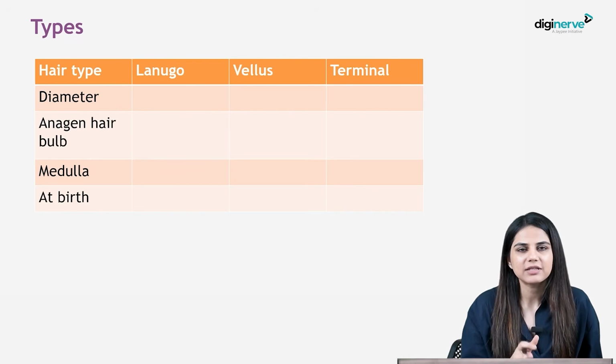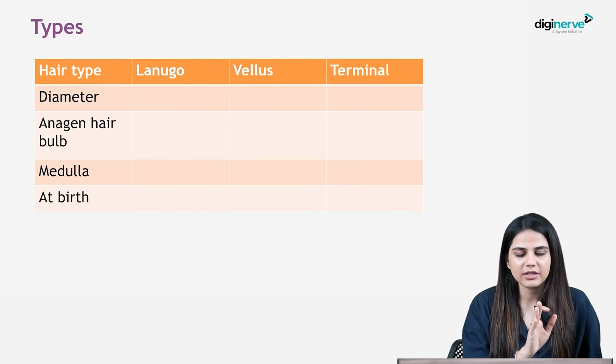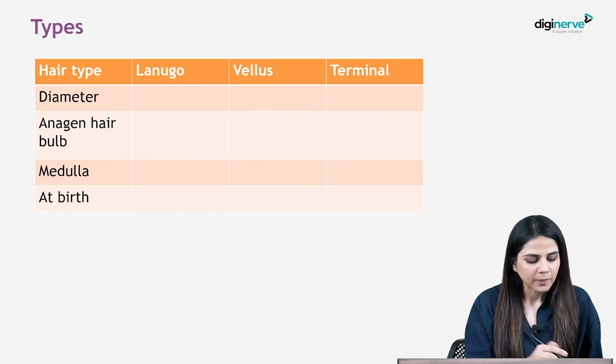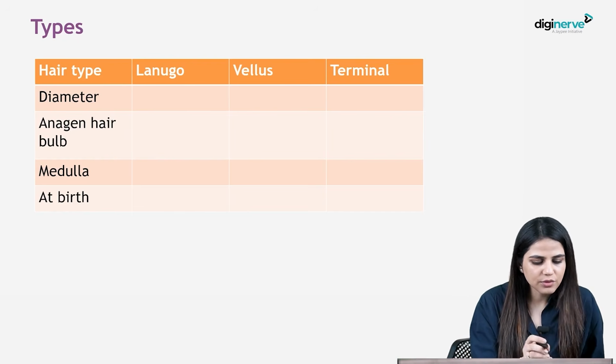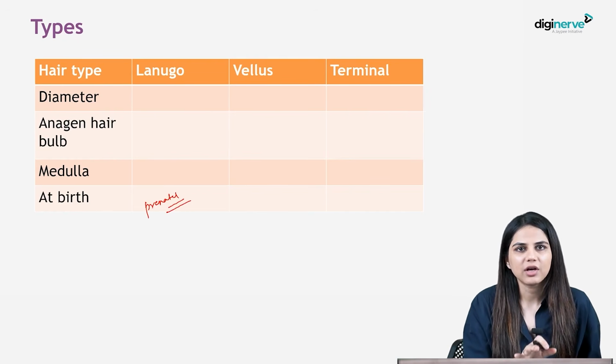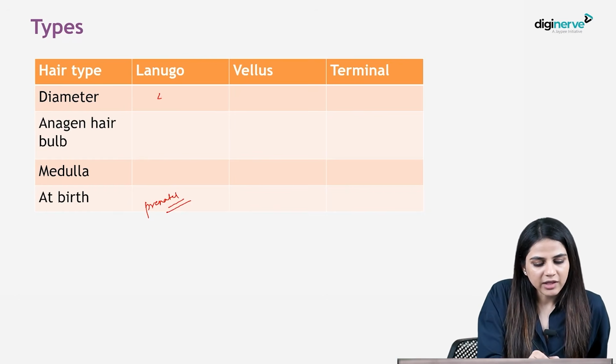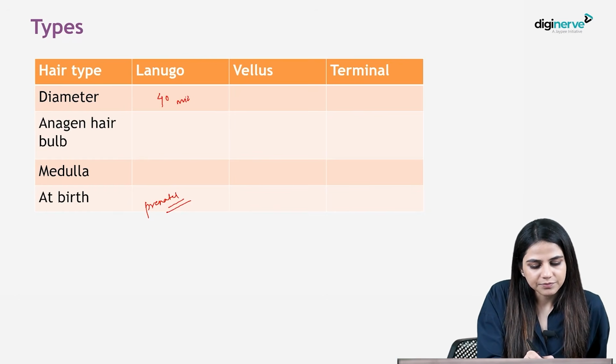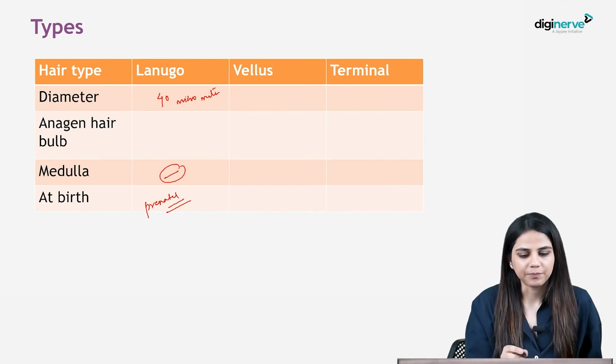Lanugo is present in the prenatal phase. It is not present after birth. So here we said it is present in the prenatal phase. It is shed off during the intrauterine life. The diameter is 40 micrometer and does not have a medulla.